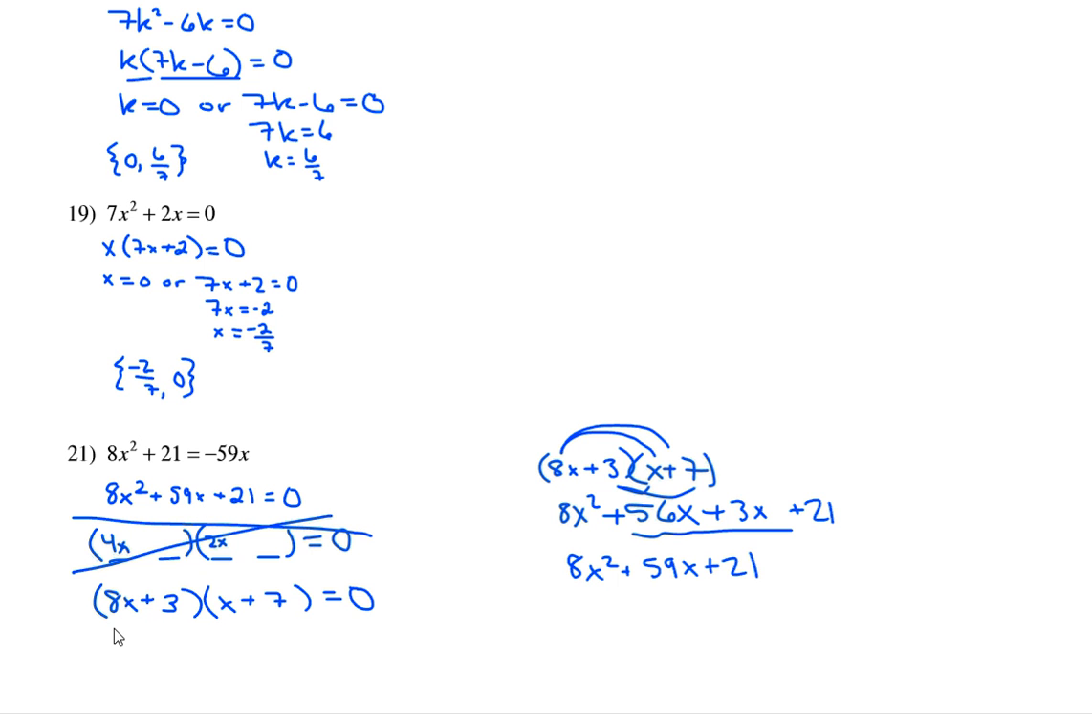All right, so now we can apply that zero product property. Either 8x plus 3 equals 0, or x plus 7 equals 0. So 8x equals negative 3. By subtracting 3 from both sides, divide up the 8, you get x equals negative 3/8. Or subtract the 7 from both sides, x equals negative 7. So my two answers are negative 7 or negative 3/8. And that is it.